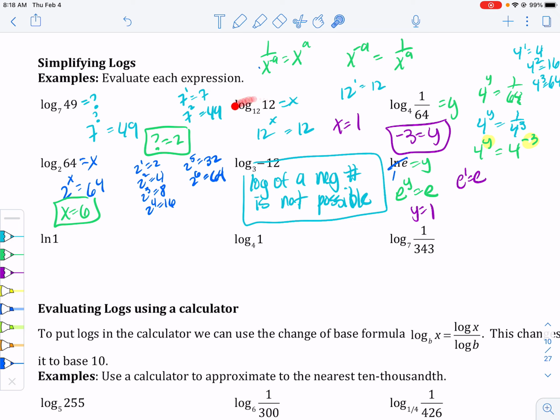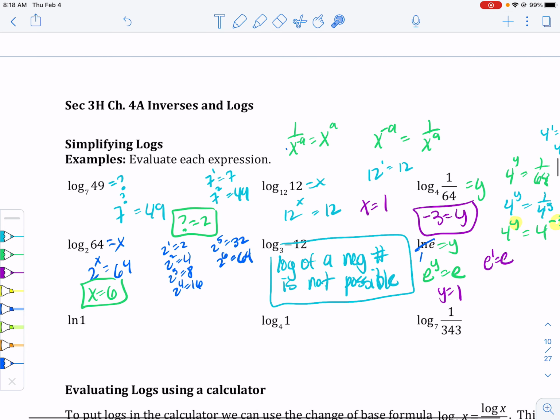Now notice we had that same property here when the base and the log matched. So we've got this rule that log base b of b is just 1. And that works for any base, whether it be natural log or some other whole number like 12. Log base b of b will always be 1.